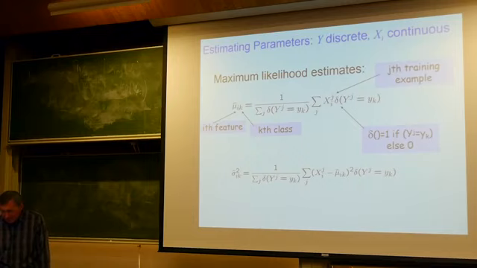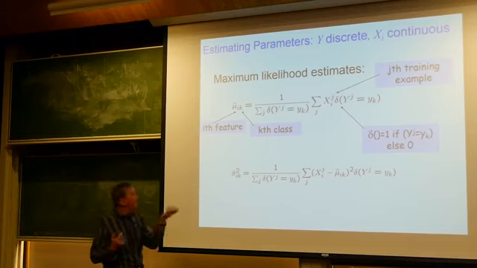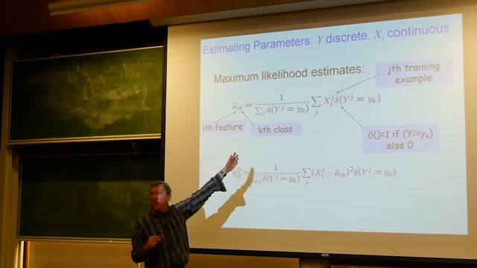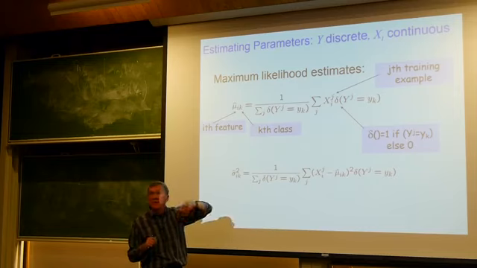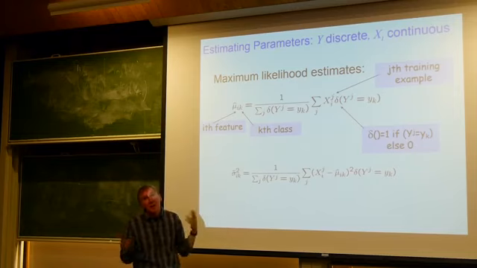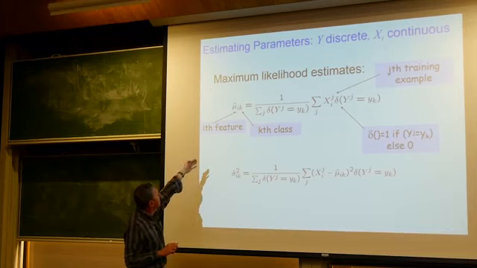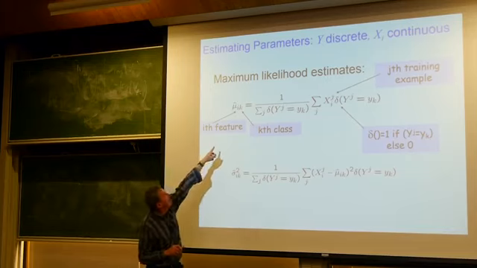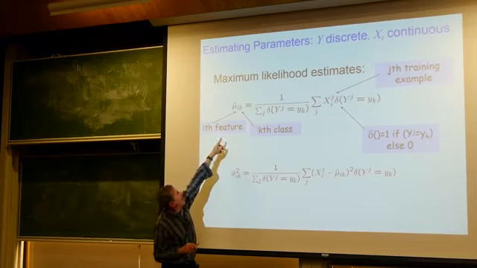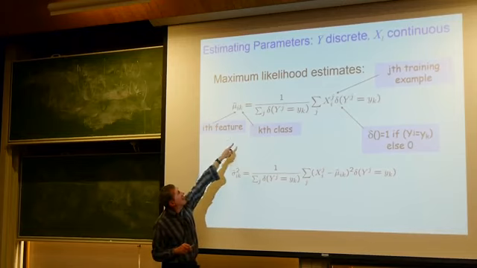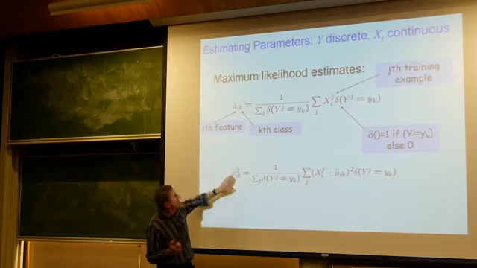Okay. How do we estimate these parameters? Again, we can have maximum likelihood estimates or MAP estimates. In this case, maximum likelihood is a pretty reasonable thing to do. For example, for every ith feature in the kth class, value of y, we need to estimate the mean and the variance.